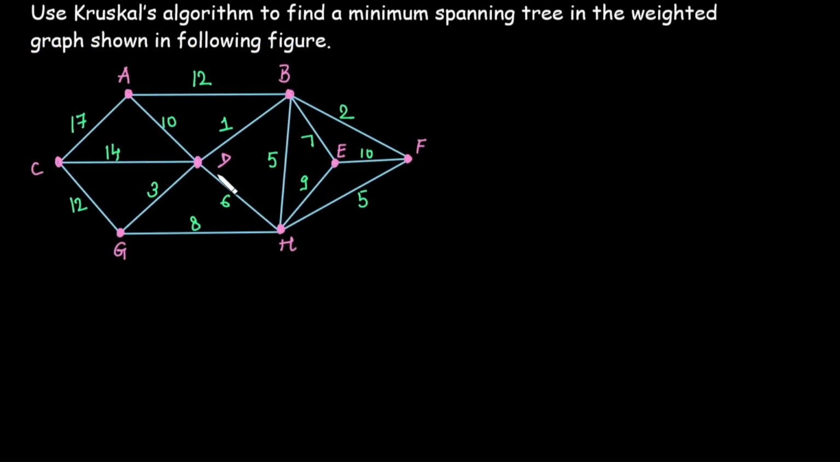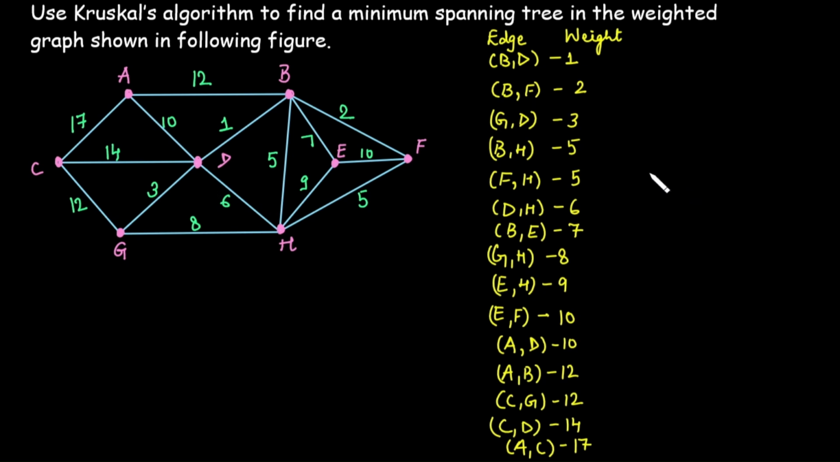So here we need to apply the Kruskal algorithm on the same graph and find the minimum spanning tree. The first step is to sort all these edges in non-decreasing order. So here I have sorted all the edges according to the weight. The minimum weight we have is 1, then weight 2, then weight 3. After that we are not getting a weight 4, but we are getting a weight 5 on the edges BH and FH, and then the weight 6 between D and H. Then the weights are 7, 8, 9, 10 two times, 12 two times, then 14 and then 17. This is step number 1.